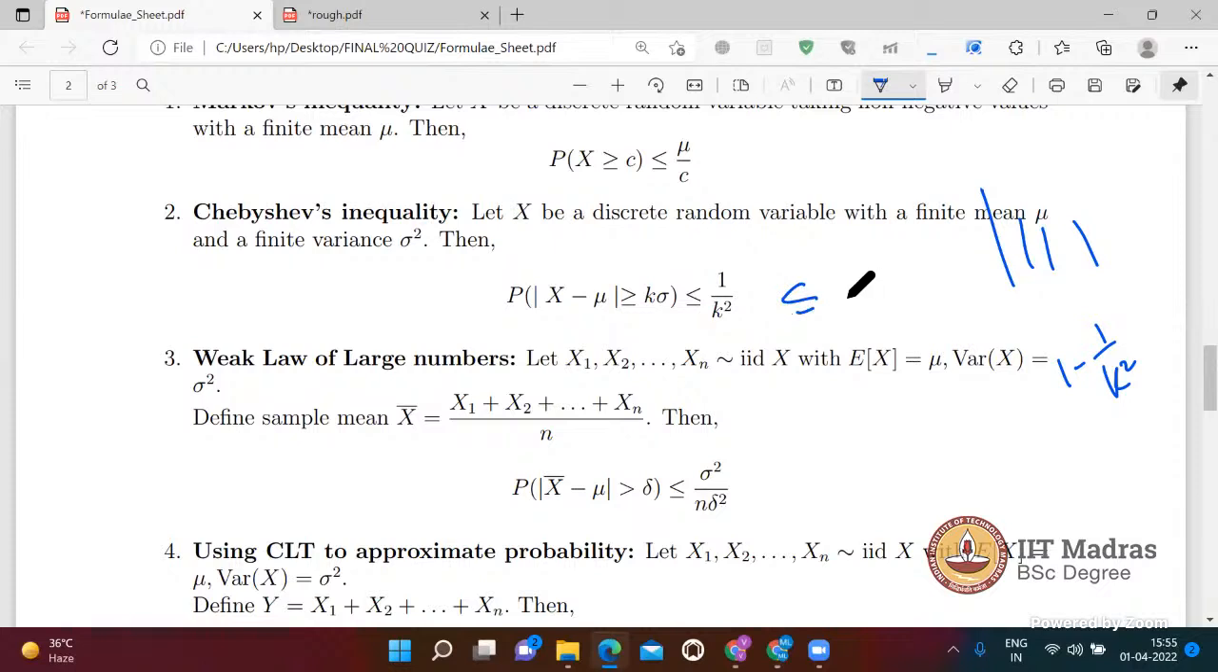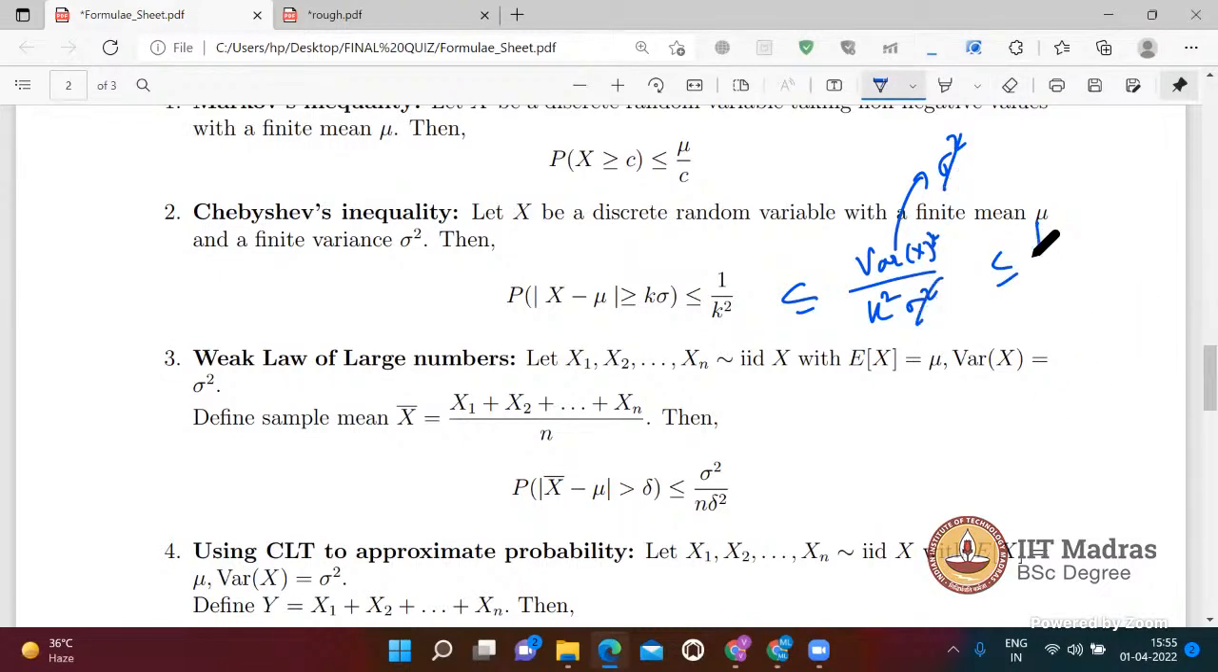So you can write this in the form of sigma square upon k square sigma square. Variance is what? Sigma square. So even on the left hand side we have only k, there wouldn't be any sigma. So sigma square gets cancelled, and you'll have 1 upon k square, right? Yes, that's right. If we have only k instead of k sigma, we'll have variance upon k square. That was the problem in the form of delta in Stats 2.